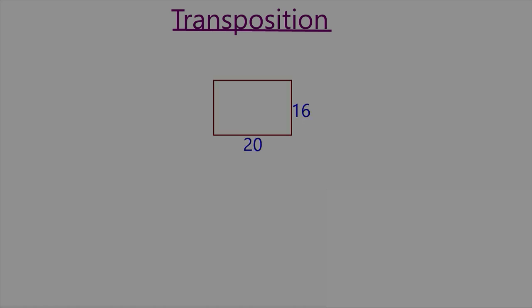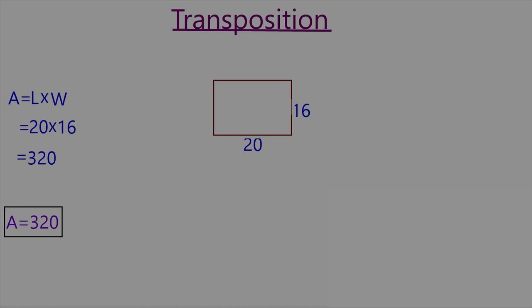Say we have a rectangle with its length and width given. We want to calculate its area, so we use the formula, length times width. The given length of the rectangle is 20. The width is 16. Multiplying 20 by 16 we get 320. The area equals 320.